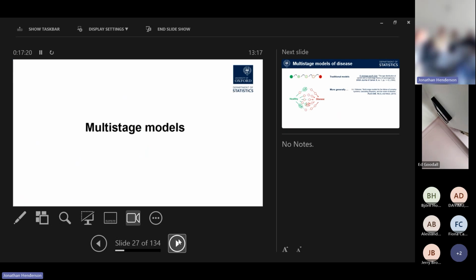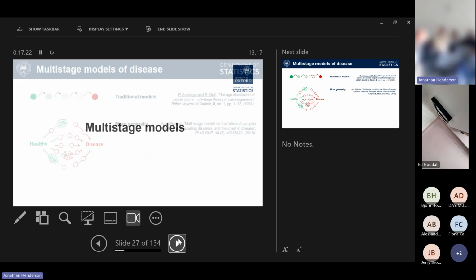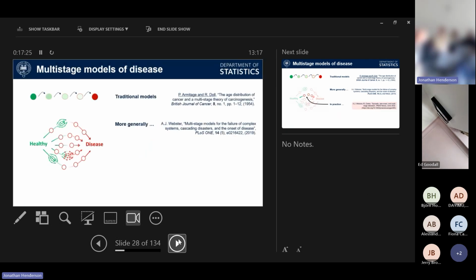So what is a multi-stage model in its most general sense? A multi-stage model is any model where you go from a healthy to a disease state by one or more independent pathways. They have to be independent, and they can be either required to be sequential or non-sequential. Doesn't matter. When that's the case, then you can write down a mathematical equation for the probability density function.